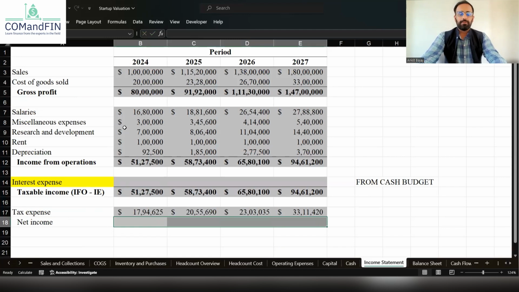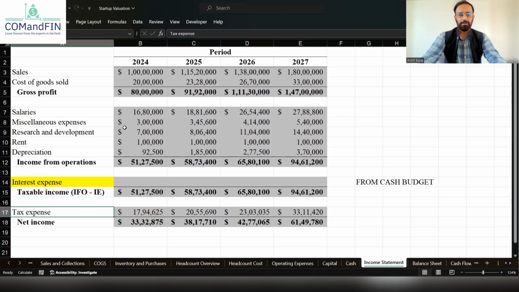Then what we will do if I want to calculate the net income? From taxable income, I will subtract the tax expense. And here we will be able to calculate the net income. Right here, we will be able to find out the value of net income. I think you understood, right? This is what we have done. We have calculated the net income.